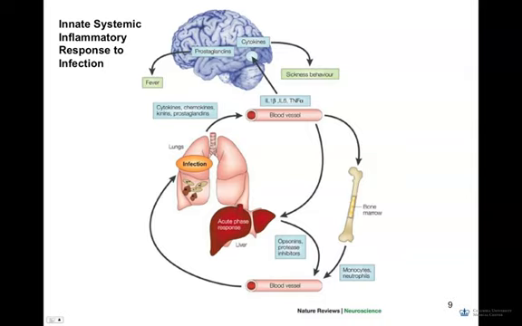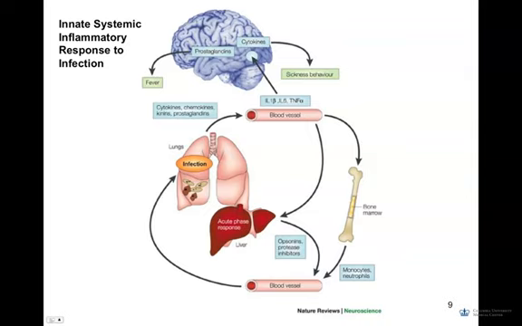So the effects that these cytokines have on the brain include things like producing fever, so elevating body temperature. It also produces what is sometimes referred to as sick behavior. And this is this general feeling of malaise, extreme fatigue, aches and pains. Okay? So all of the things that we feel when we are sick. Okay? So that is something that is caused by these cytokines and their actions in the brain.